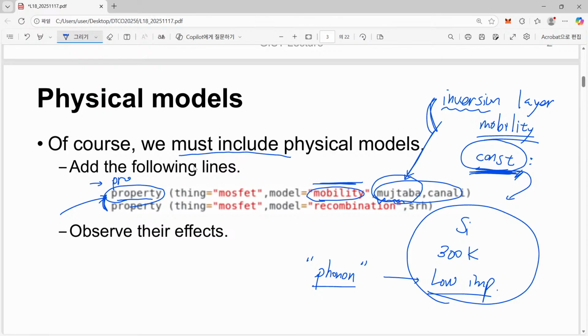And another effect shown here is this, which is another name of the first author. This is Canali, maybe Professor Canali. I'm not quite sure. I never met him.